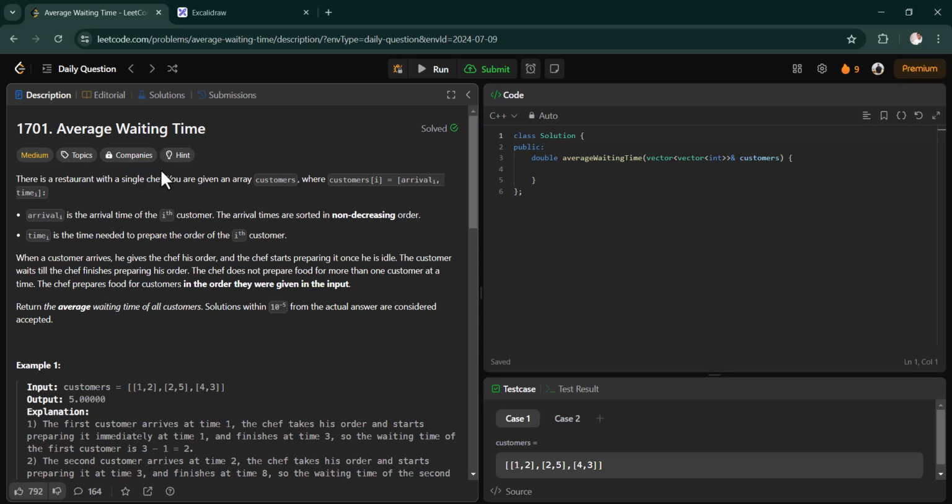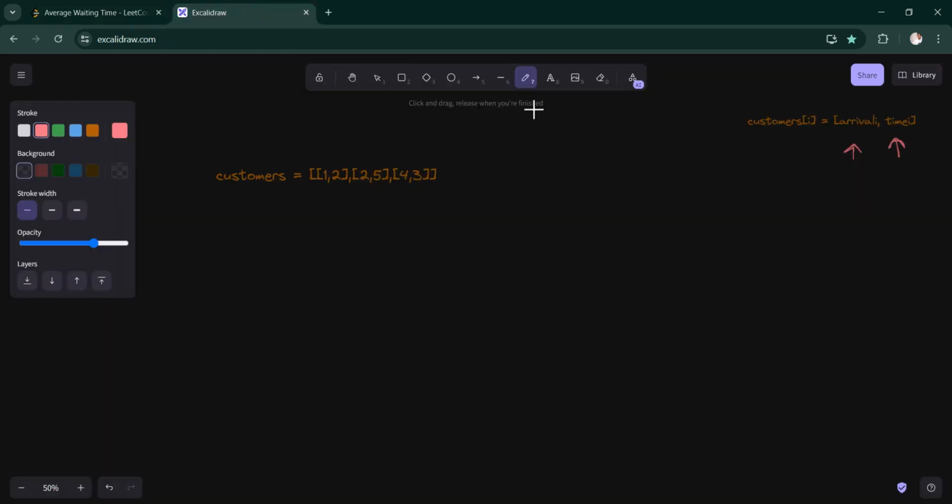So what is given to us? We are given an array of customers. What does it contain? It contains arrival time and time I. So what is arrival time? Arrival time is the time at which the customer will arrive, and time I is the time which a chef will take to prepare his order.